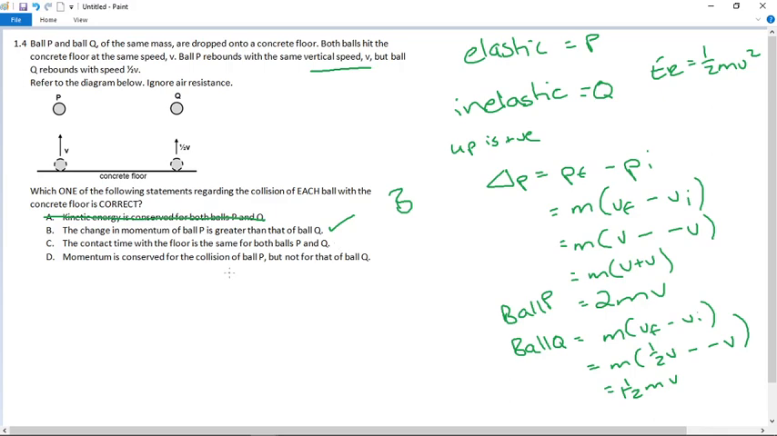Momentum is conserved for the collision of ball P, but not for ball Q. No, why can't momentum be conserved for ball P? If you look at ball P, if we say up is positive, it had a negative momentum as it went down, and it had a positive momentum as it went up. So is the one before equal to the one after? No, I don't think so, because of the vector nature of momentum. I don't think statement D is correct, which means that the answer must be B.